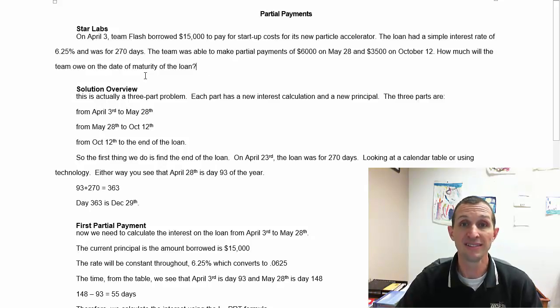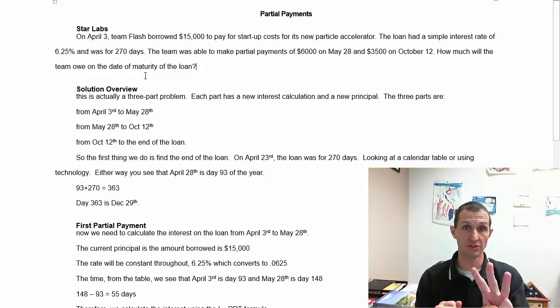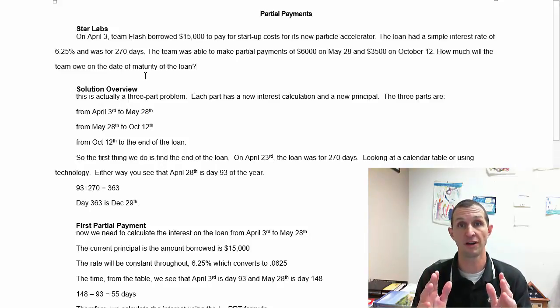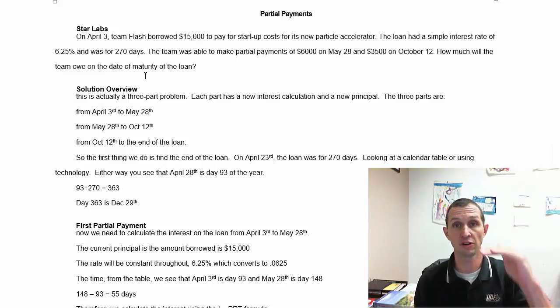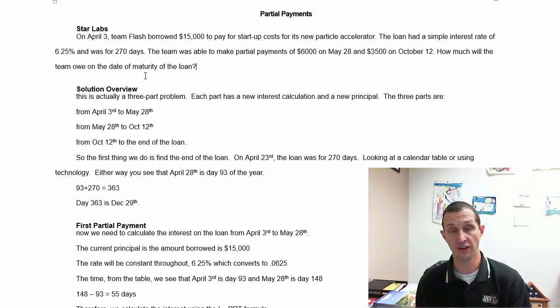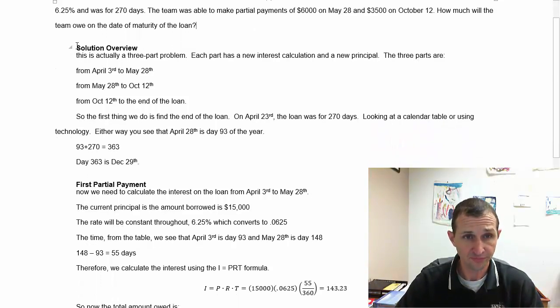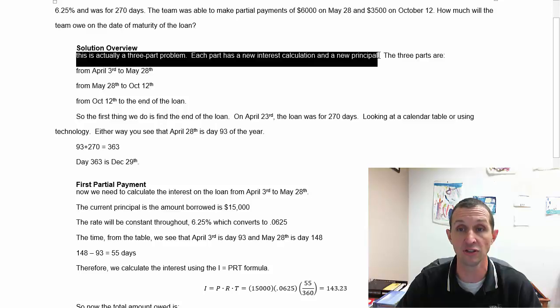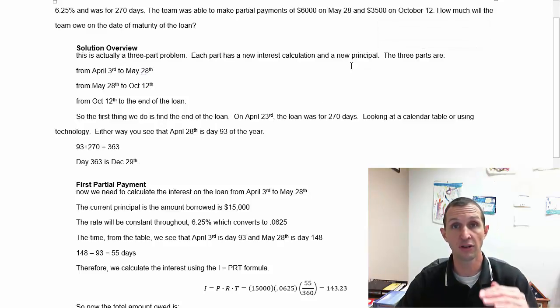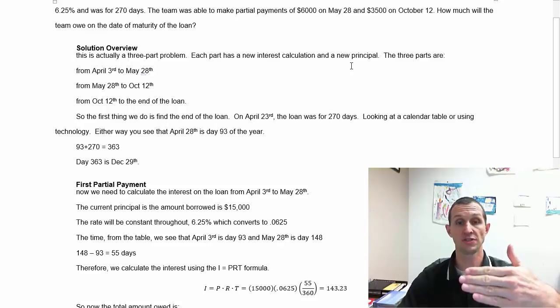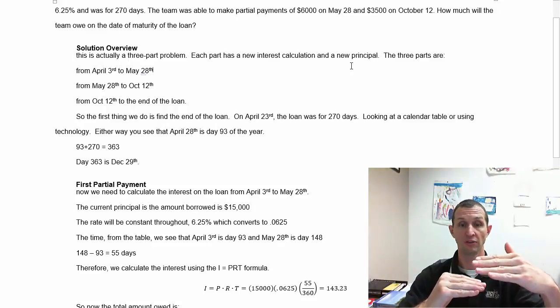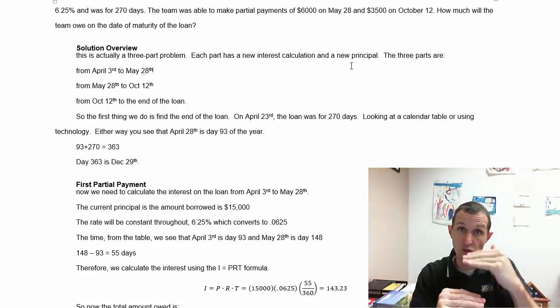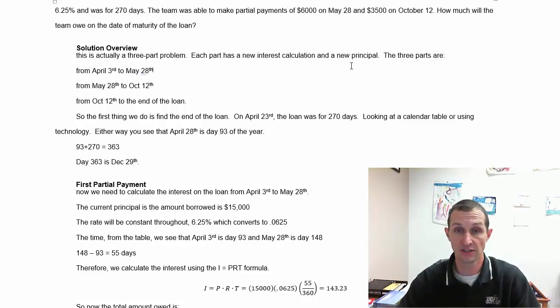Okay, so this is actually three parts. The first part we're going to talk about is the solution overview, and then we'll talk about each of the partial payments down to that final payment. For our solution overview, it's a three-part problem, and each part has a new interest calculation and a new principal. There's a level of interest accumulating on top of the principal, and then we pay that down, and then there's a new level of interest on the new principal, and we pay that down, and so on.